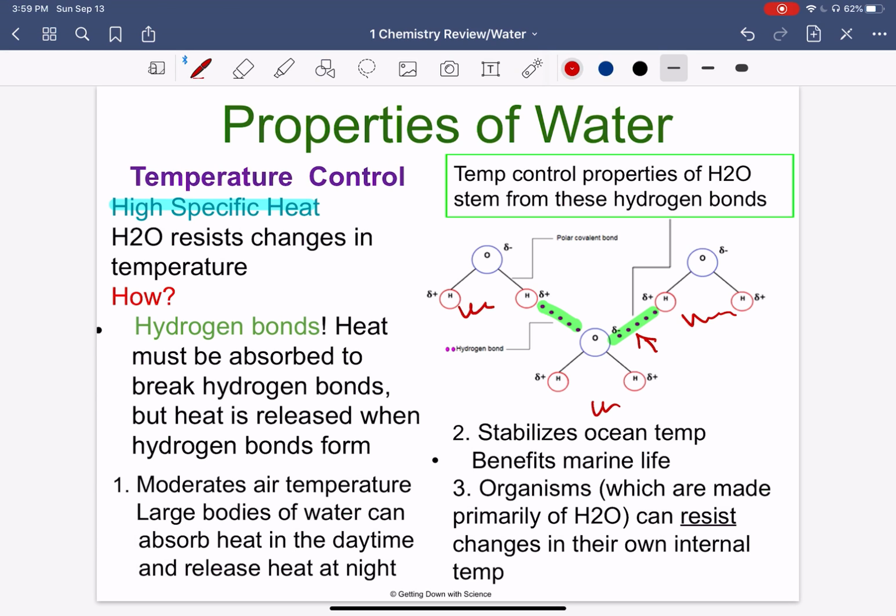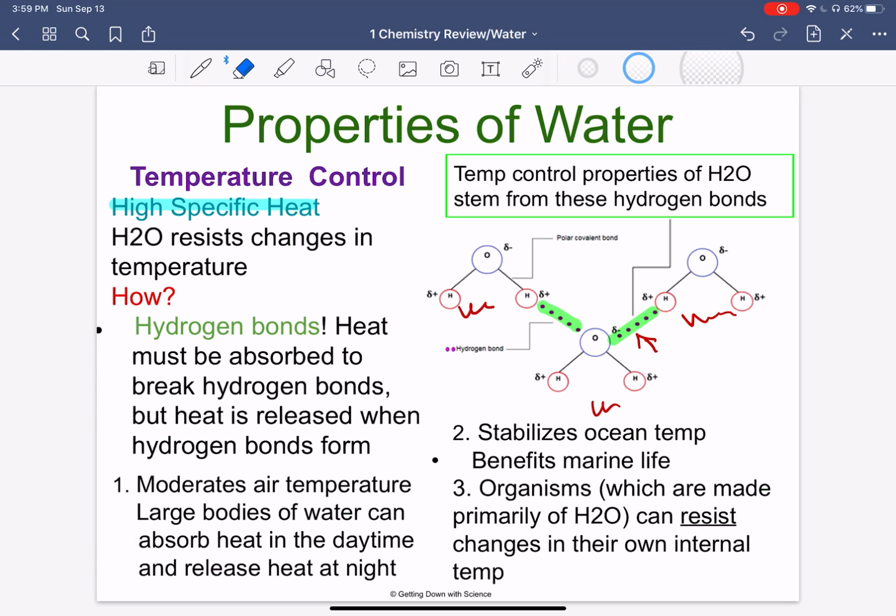So what's happening there is the ocean itself has absorbed heat, and it's able to stabilize the air temperatures around it. Where if you go inland towards Cantonment or Milton or something like that, there's not nearly as much energy, and so the temperatures fluctuate a lot more.